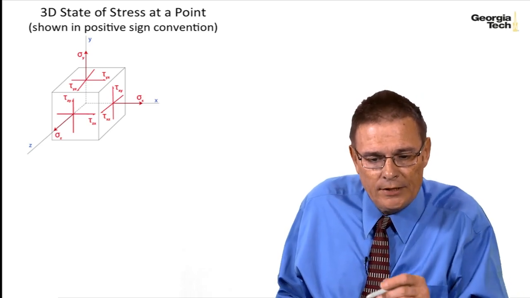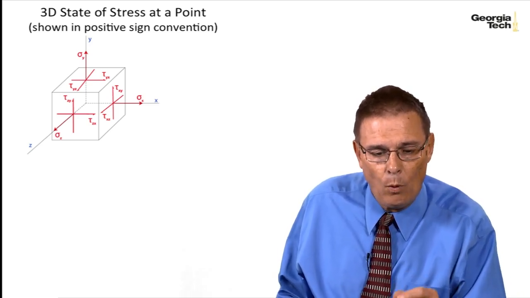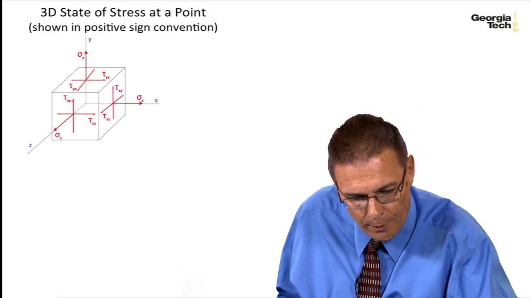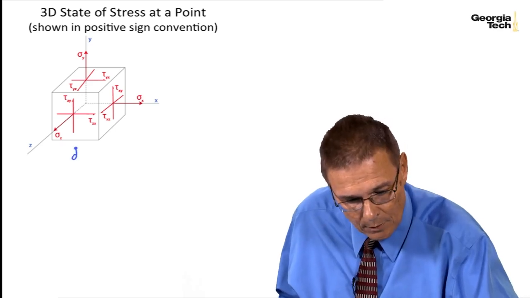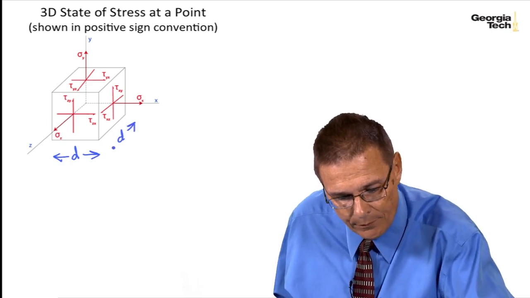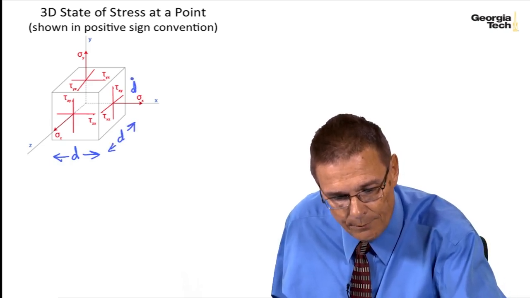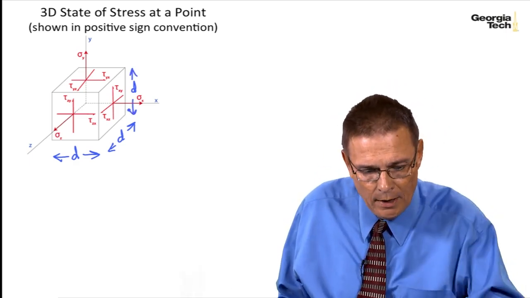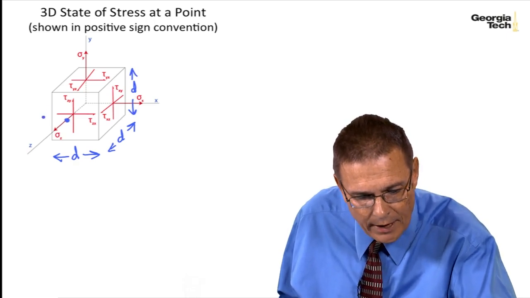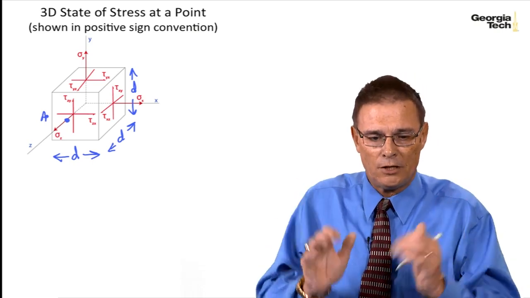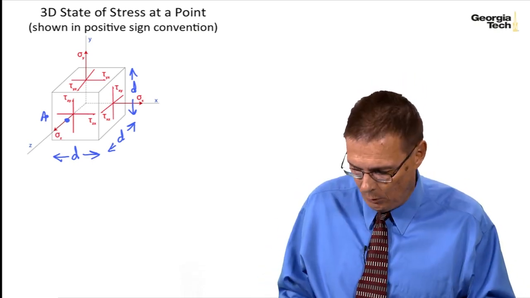Here is my 3D state of stress again at a point in the positive sign convention. Let's say that for our cube, the dimensions are d by d by d, just arbitrarily calling that a distance d for the cube. Let's call this point down here A on the z-axis. And now let's look at equilibrium. We want this state of stress to be in static equilibrium.